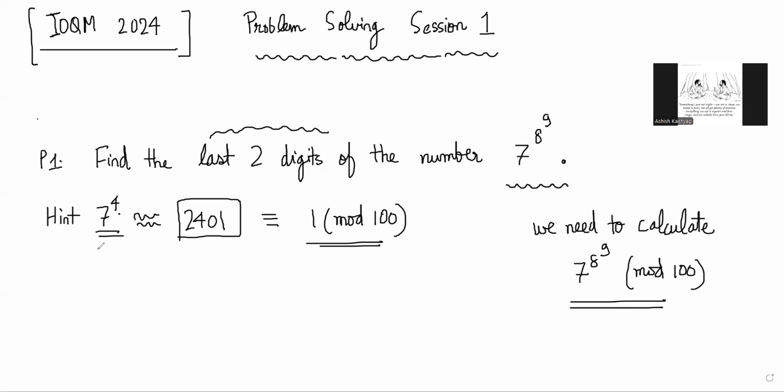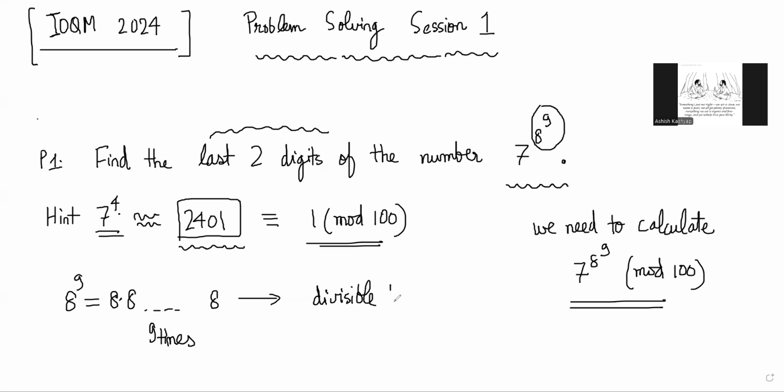So 7 power 4 is 2401 and that is 1 mod 100. So what we need to think about is this number 8 power 9. 8 power 9 is like 8 into 8, 9 times. So obviously you should realize that this number is divisible by 4. Right. So 8 power 9 is divisible by 4. So it can be written as 4 times k, where k is an integer, right?